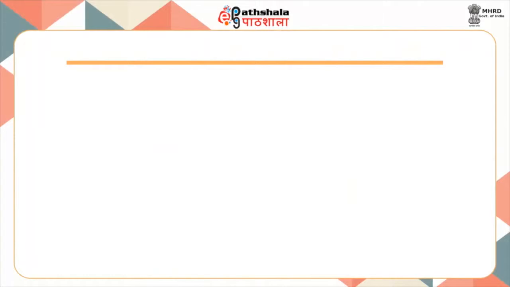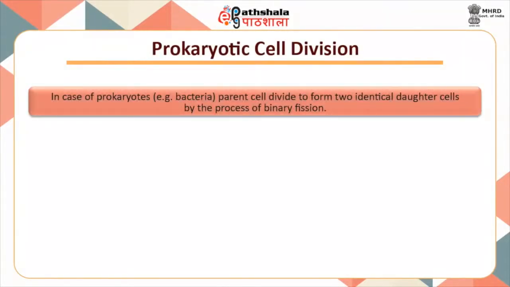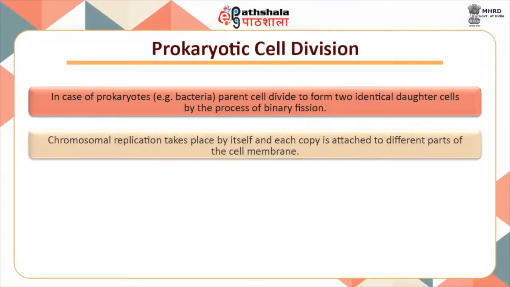First of all, we will focus on prokaryotic cell division. Prokaryotes are simple in their organization compared to eukaryotes. The prokaryotic chromosome is a single DNA molecule. During prokaryotic cell division, firstly, the DNA replicates and forms its copies. Then, each copy of DNA is attached to different parts of the cell membrane.